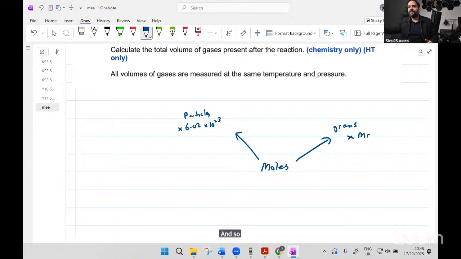And so you get 24 grams. That's another thing we could do with moles.